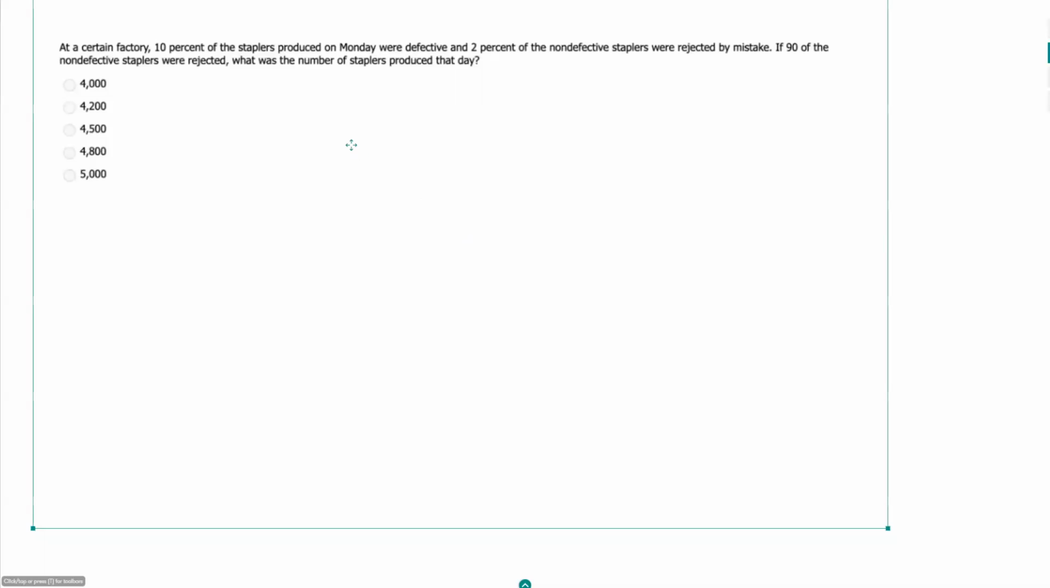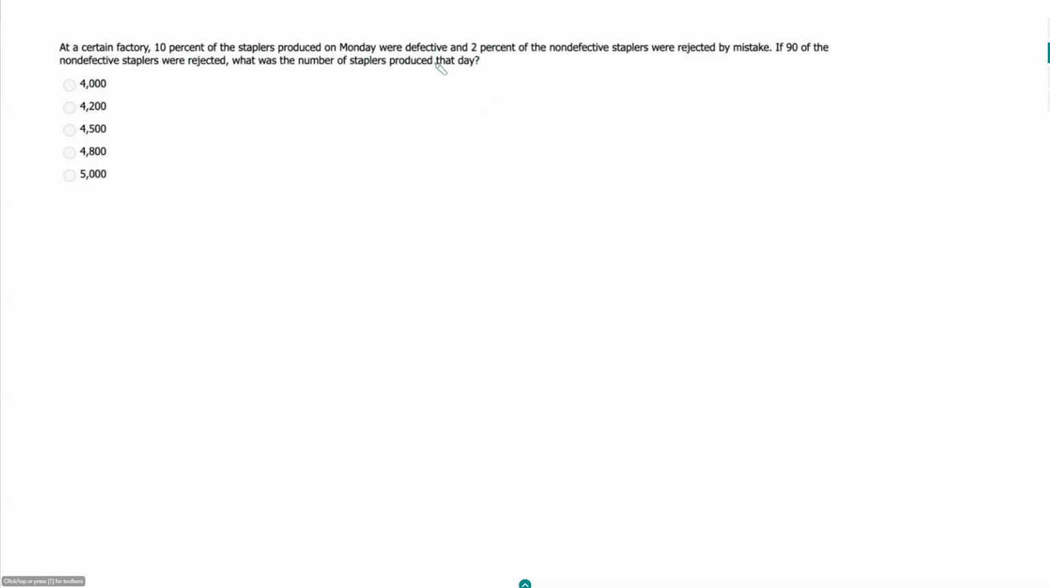At a certain factory, 10% of the staplers produced on Monday were defective, and 2% of the non-defective staplers were rejected by mistake. If 90 of the non-defective staplers were rejected, what was the number of staplers produced that day? So this seems like an overlapping set question.